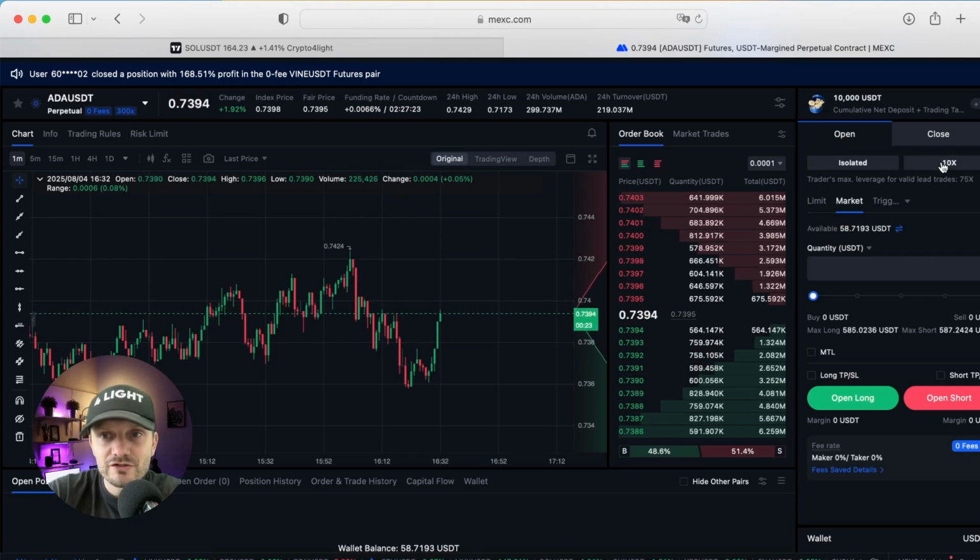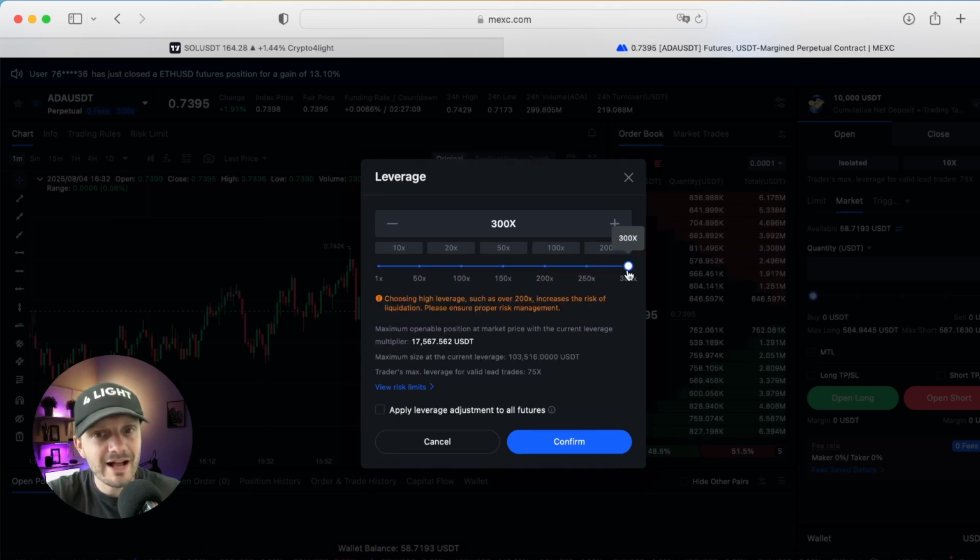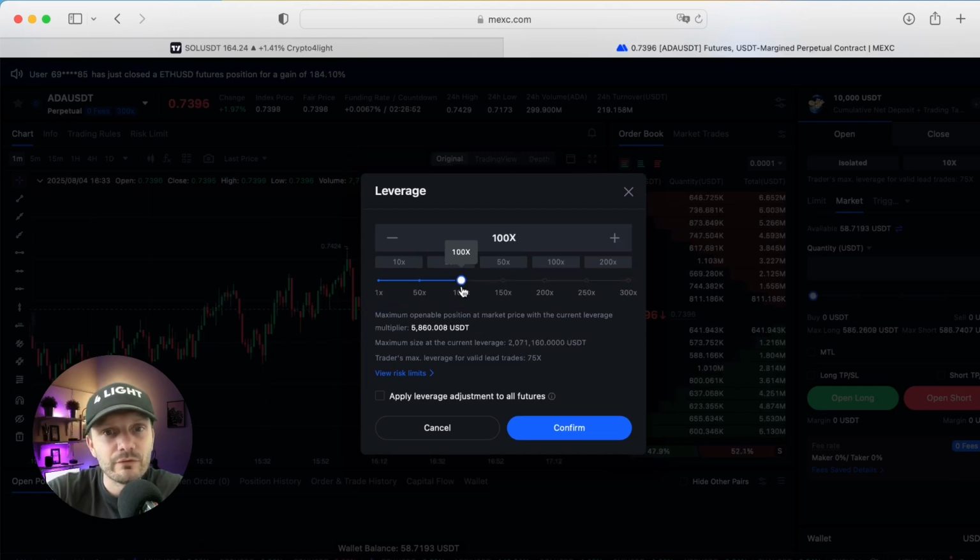And I can choose the leverage. I recommend you choose the isolated margin, and here are the leverages. On this specific trading pair, I can trade even with 300x leverage, so I can multiply my $58 300 times more. Even, for example, with 100x, my $50 can trade as $5,000. That's the point of leverage, but it's highly risky.